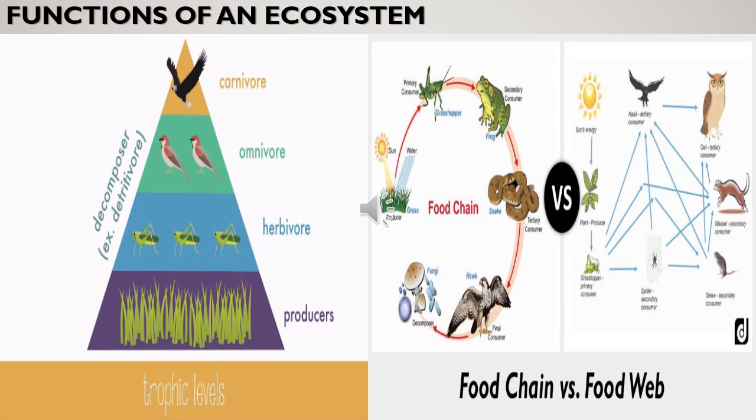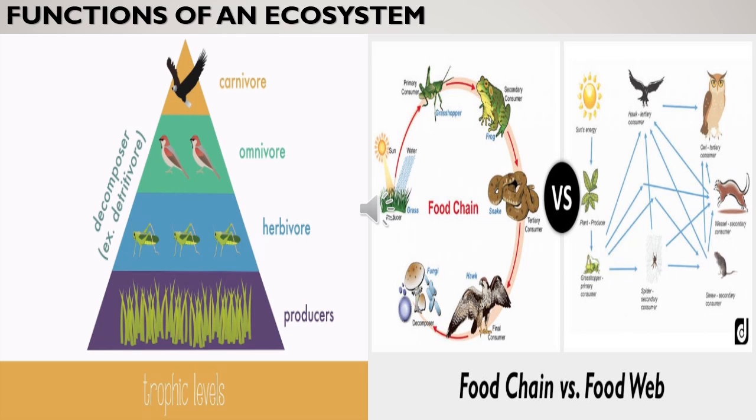Then the functions of an ecosystem. We discussed the ecosystem, then the components of the ecosystem, and now the functions of the ecosystem. The living organisms form an interacting set of flora and fauna which are organized into trophic levels, food chains, and food webs.